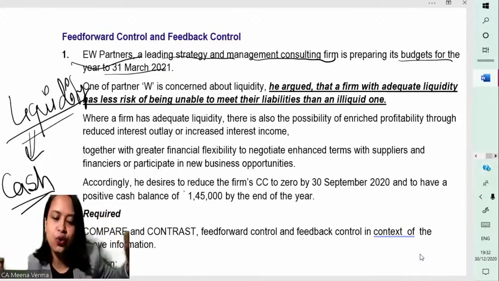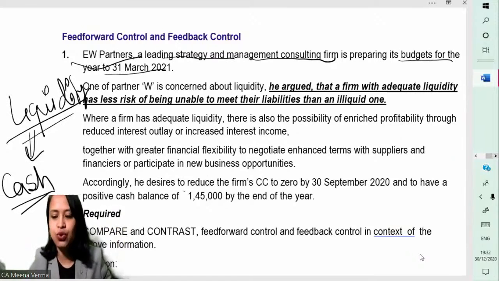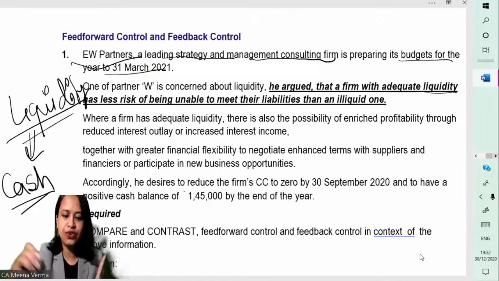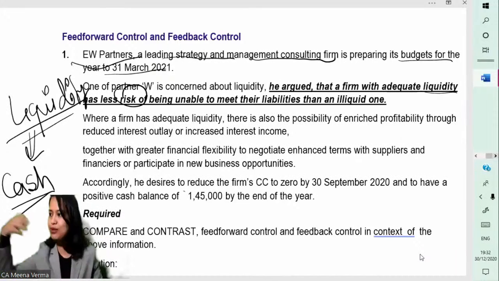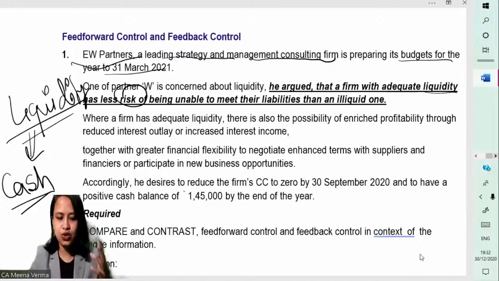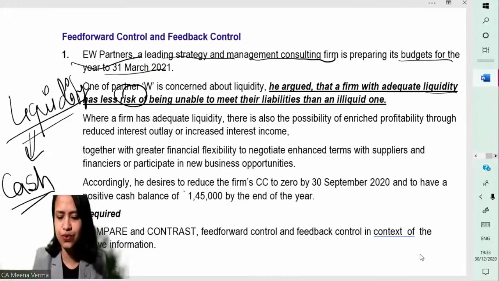So one of the partners is saying that if you have adequate cash, adequate liquidity, in your organization, there will be less risk in meeting the liability. If you have cash, you can immediately pay your liability. If any creditor comes, you can immediately pay. It is easy to meet your liabilities if you have adequate liquidity. Okay, so this is what one of the partners is saying.